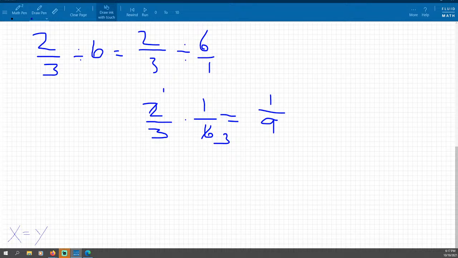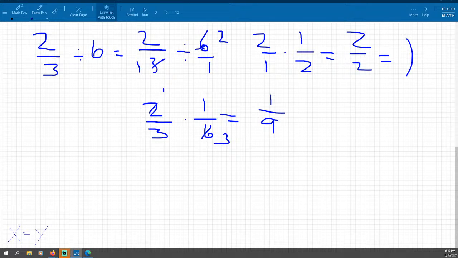Now don't do your cross canceling before you change to the reciprocal and make this a multiplication problem. If you do this while you're still in the division and you go, oh, 3 goes into itself once, and goes into 6 twice. Now let's do the reciprocal. We have 2/1 times 1/2. We end up with 2/2 equals 1.